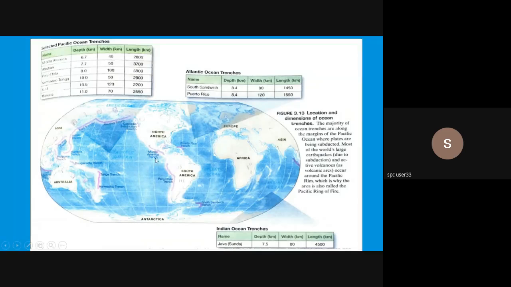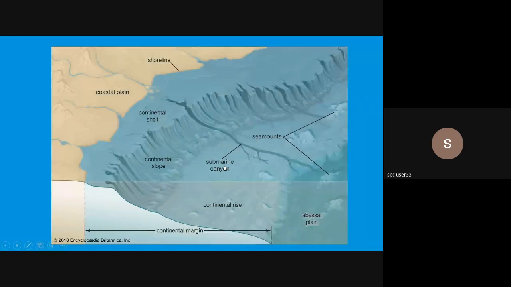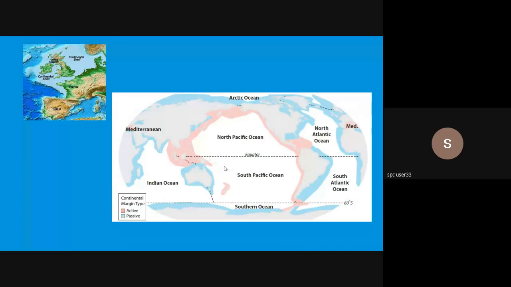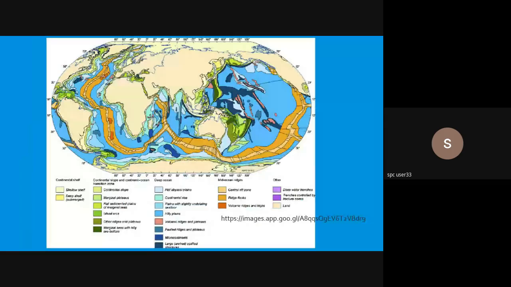This is the information about various oceans. We're not going to do this. This is another photograph, or I would rather say an imaginary picture, about how the coastal plain goes into the continental shelf and slope, continental break, and then the abyssal plains. You have canyons and so on and so forth, seamounts in some areas. This is how it looks in some areas.